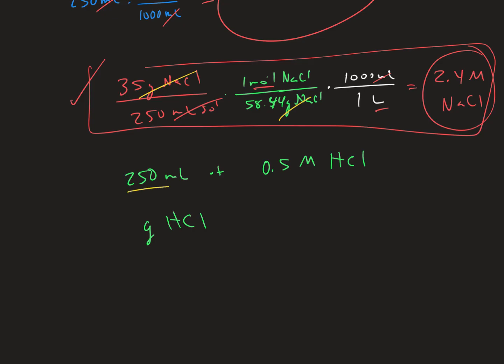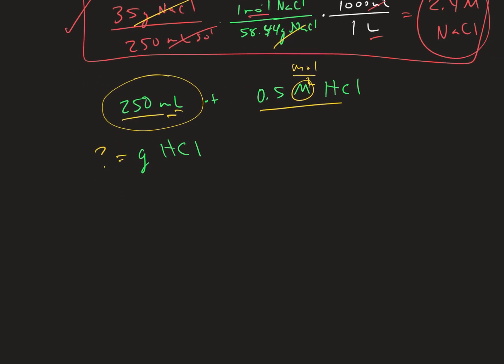So we have two things that we know, and we know what we don't know. We know what we're looking for. So where do we start? With what we know. We know two things, so which one should we start with? Doesn't matter. Which one would you start with? Why that one? This is milliliters, and this is moles over liters. That's 2 units. But it really doesn't matter. Okay? So we have 250 milliliters.